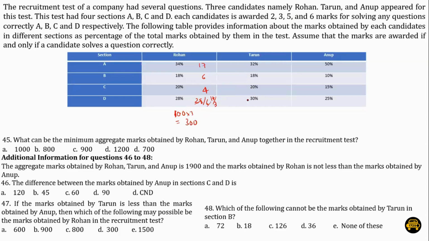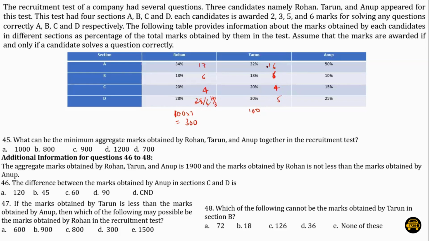Now for Tarun, let's check again. So let's take it as 100. So for 32 marks, 16 questions. For 18 marks, 6. For 20 marks, 4. And for 30 marks, 5. So we can see that he has attempted all the questions as whole numbers, right? And 100 on 100, it is coming out to be true.